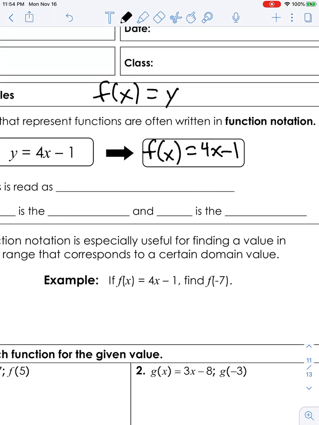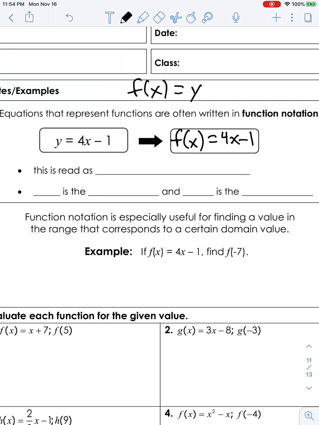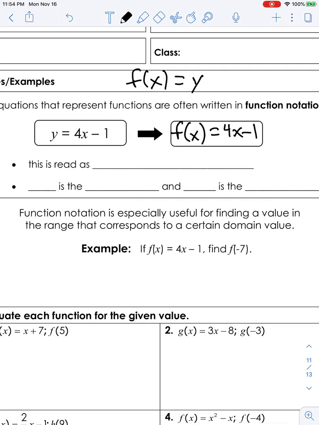And it could be different. The first letter could be different. You could have g of x. You can have a of x. You can have b of x. It does not matter what the first letter is. It's really irrelevant. Okay? Whatever that letter is, of x is the same thing as y. Literally the exact same thing.